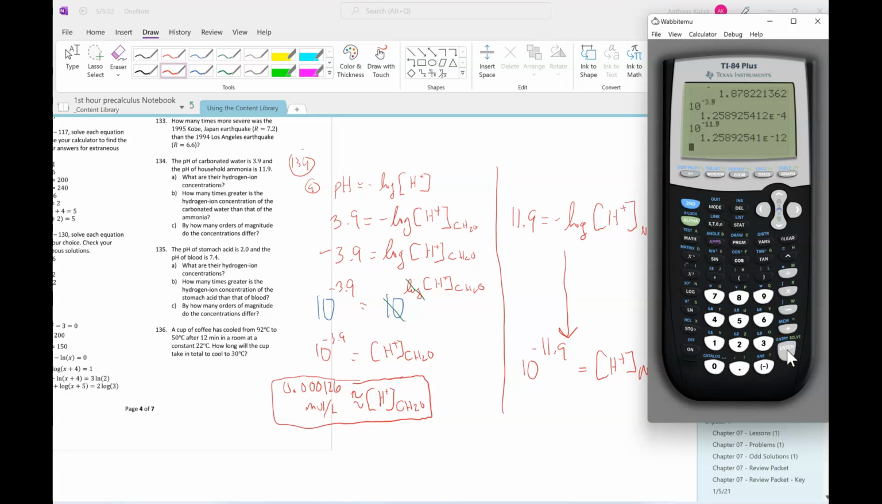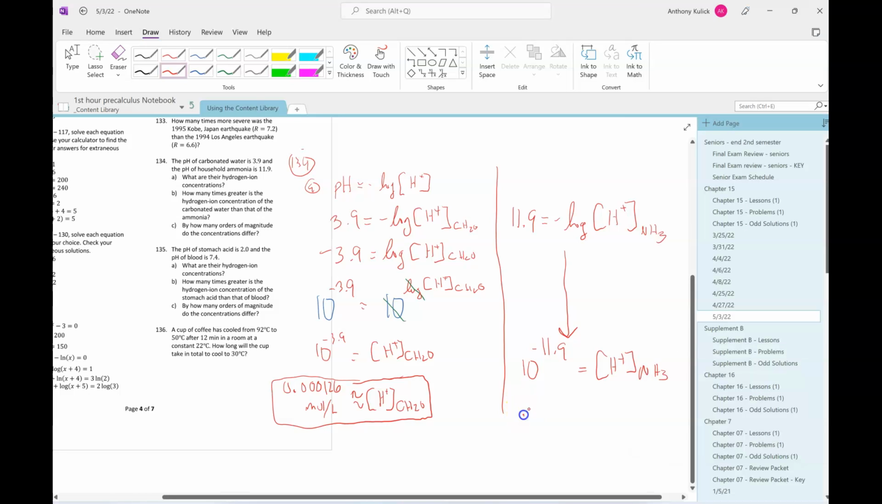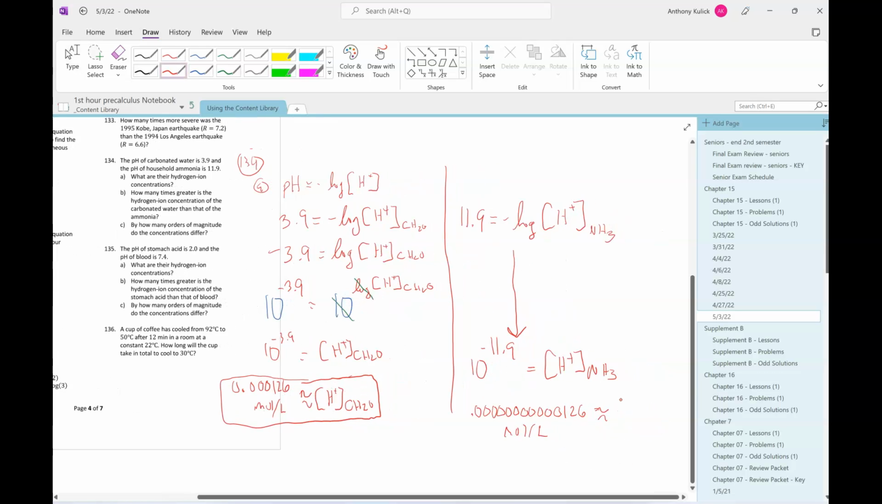So I get 1.26 times 10 to the negative 12, or 1, 2, 3, 4, 5, 6, 7, 8, 9, 10, 11 zeros, and then the 1.26 moles per liter of my ammonia ions.